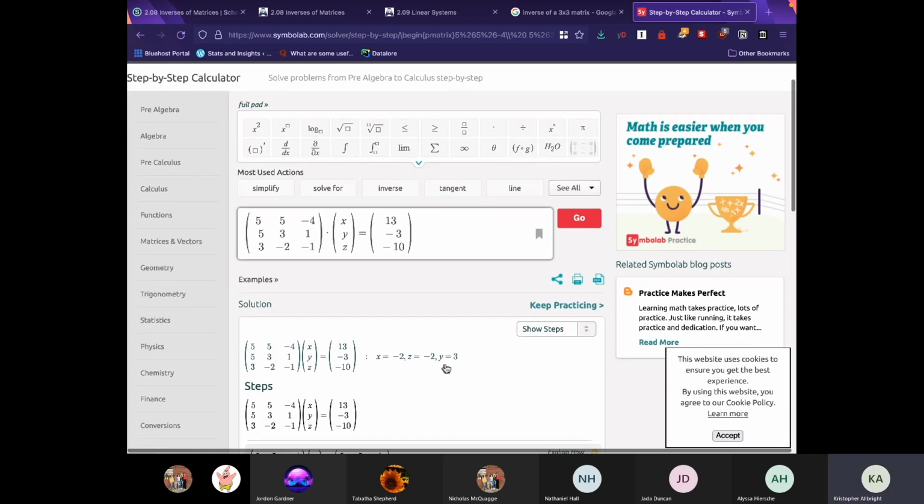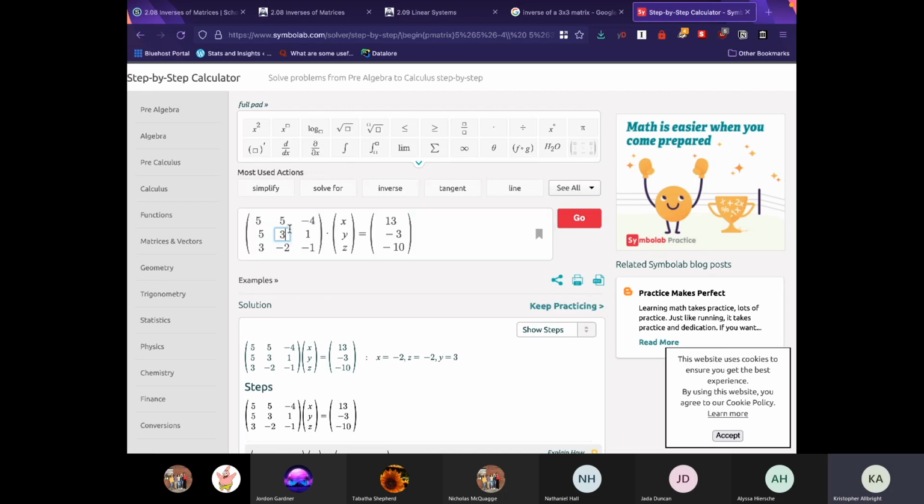Ooh, those look like 3 answers right there. Is that wrong? No, it's the right answer. Yep. So X is negative 2, Y is 3, and Z is negative 2 as well. So when you go to find these, the problem is going to be setting up the problem, not actually solving it, because you don't know how to do the inverse of this and all of that. So if you set it up, you plug it into Symbolab, and it's going to give you the answer.